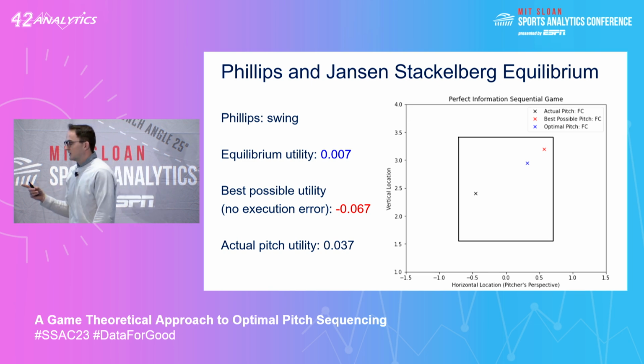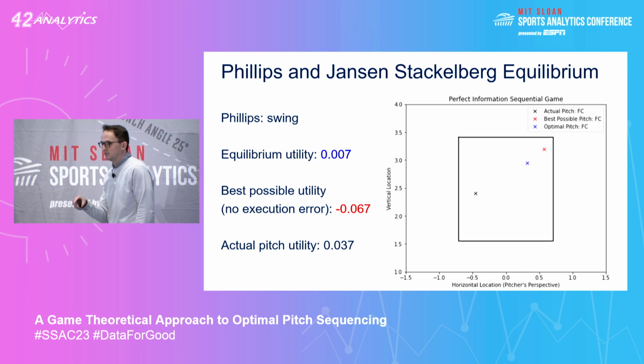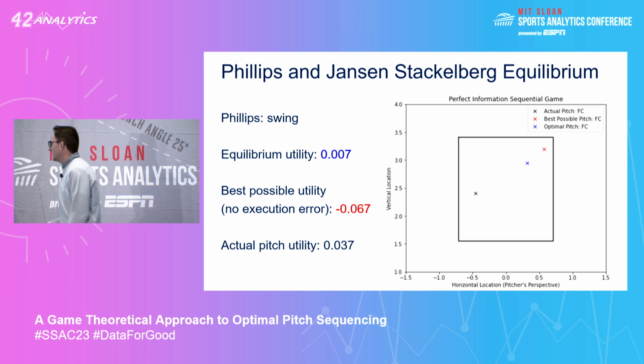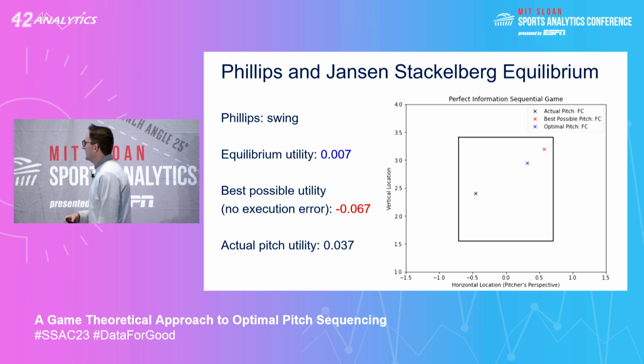In the case of Stackelberg, though, we're assuming he's observing the full pitch, so there's no real need for the pitcher to randomize his strategy. So in the case of Stackelberg, the sequencing strategy is actually a single pitch rather than a distribution over pitches. And it's a cutter. In the case of Phillips and Jansen, it's a cutter aimed at that blue X. So the box is the strike zone for reference. And then that gives an expected utility of 0.007.